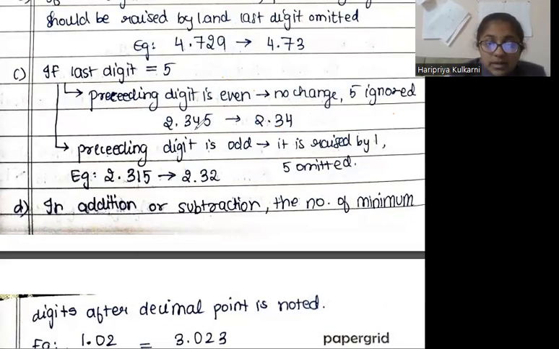So if the preceding digit is even, then 5 can be ignored. That is 2.34 I have, 345, right? So before 5, what is there? 4, which is even number. Then I will ignore that 5. But if the preceding digit is odd, then it has to be raised by 1. What does this mean? If I have example 2.315, so 1 is odd, right? Before 5, 1 is odd. So 1 will become 2, raised by 1, right?